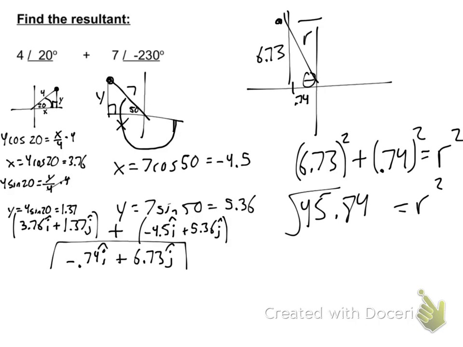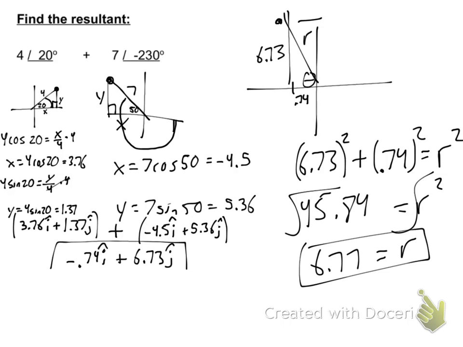Now square root both sides. Yes. R is equal to 6 point something probably, right? 6.77. Not so nice, right? But it's doable. That means the magnitude of your vector combined is 6.77. We got to find theta yet.